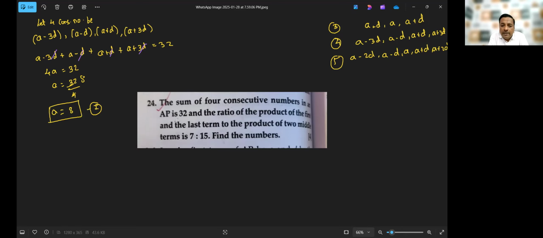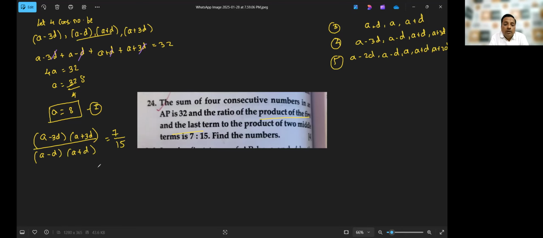Now the next part is the ratio of the product of the first and last numbers. यानी first and last को multiply करो, a minus 3d and a plus 3d. इसका ratio and the ratio of middle two terms, ये दोनों का ratio, that is a minus d and a plus d. The ratio of this one is 7/15.